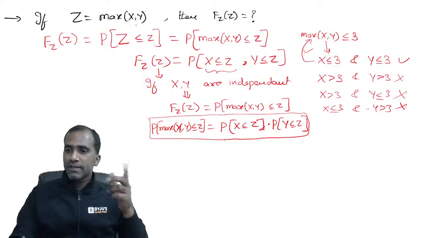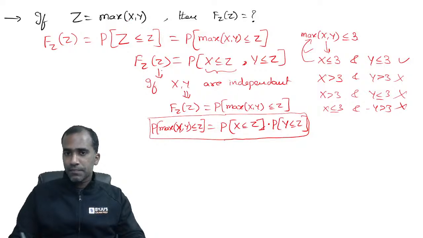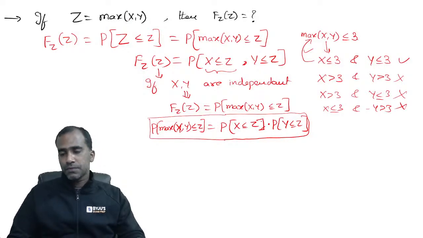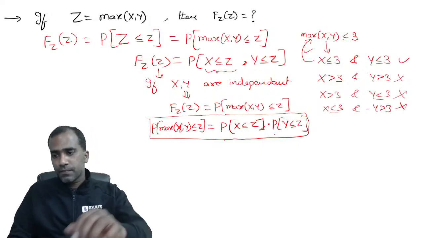When they give you PDF of x and y, and if they say that they are independent and they form a new random variable z as maximum of x comma y, this is the concept that you can use. If you forgot this, definitely you can analyze from the starting also. Generally, once you understand clearly, you will not forget.